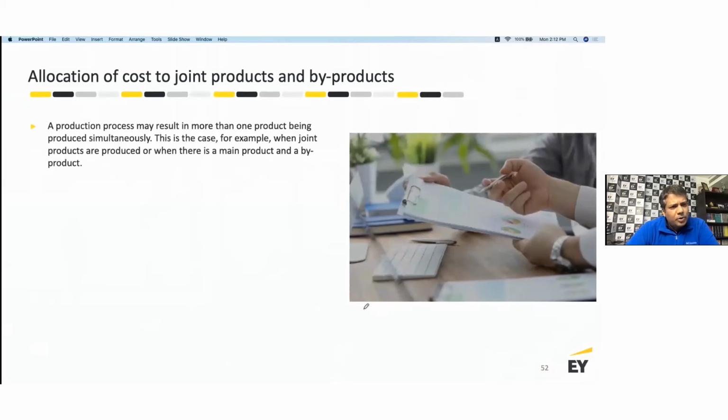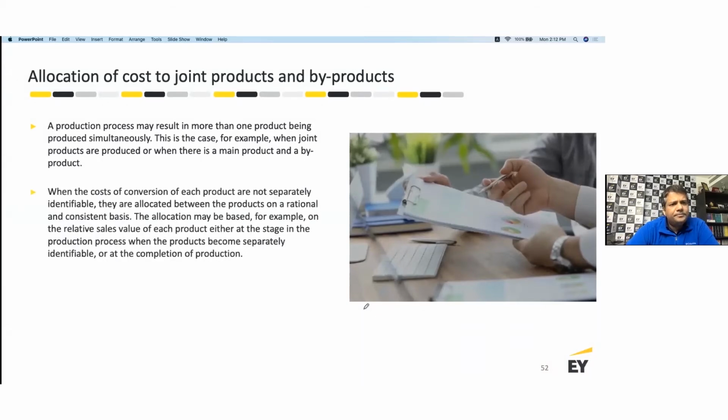A production process may result in more than one product being produced simultaneously, right? That is the case, for example, when joint products are produced, or when there is a main product and a byproduct. Now, when the cost is not separately identifiable, they are allocated between the products on a rational and consistent basis. Accounting is all about logic, okay? On a rational and consistent basis.